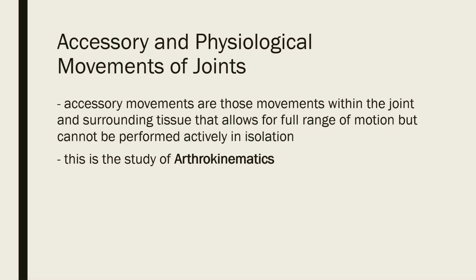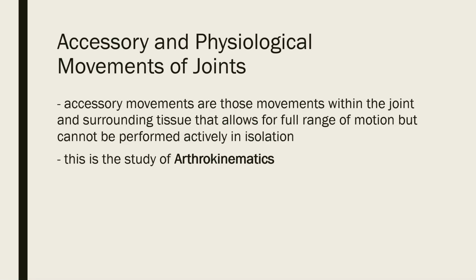The accessory movements are those movements within a joint and surrounding tissue that allow for full range of motion, but cannot be performed actively in isolation. So we can perform actively in isolation when we ask a specific muscle to do a specific thing. So, in isolation, we can have one muscle do abduction, we can have another muscle do external rotation, and so forth. But this is something that occurs between the two bones in a joint that has to occur in order to achieve full range of motion, but can't be done in isolation as compared to everything else.